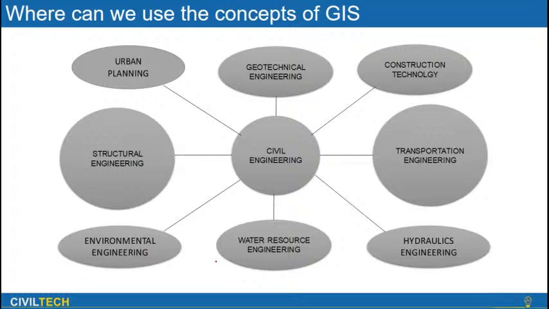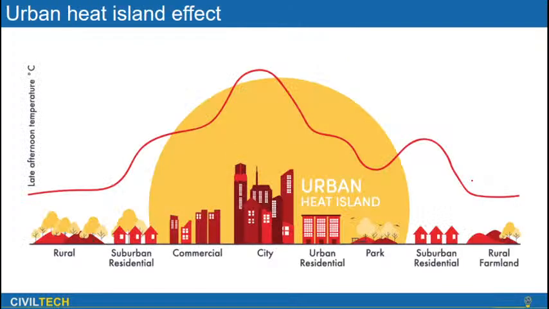Now let us move on to look at the various fields in which GIS can be used. Predominantly we are focusing on civil engineering. In geotechnical engineering, we can use GIS. In construction technology, transportation engineering, hydraulics, water resources, environmental, structural and urban planning, in each and every one of these disciplines, we can use GIS in order to arrive at a particular solution. Now let us look at a few examples which are quite interesting. You need to focus on each and every example and the data which is required to cover it.